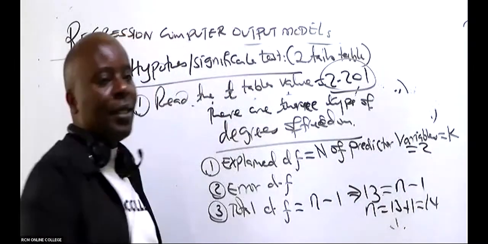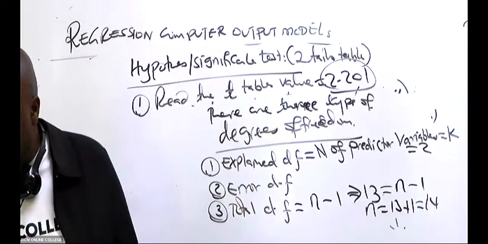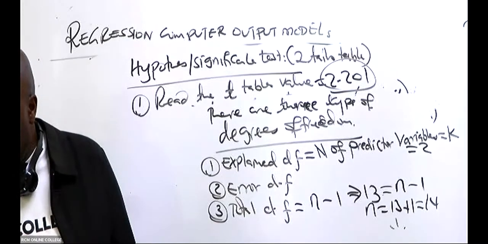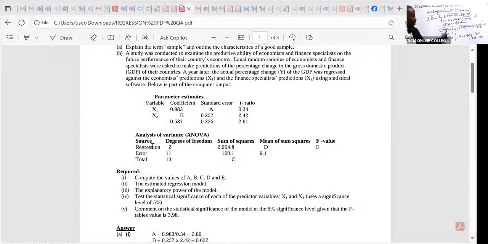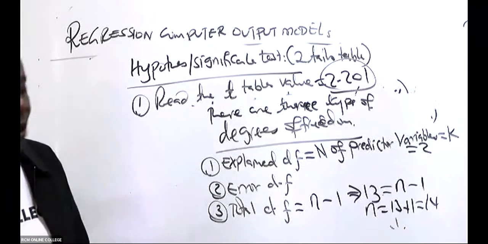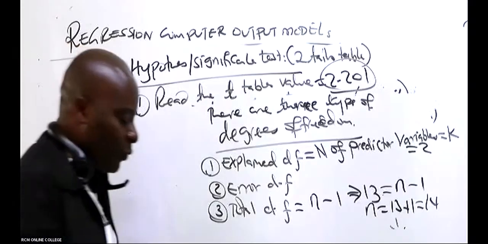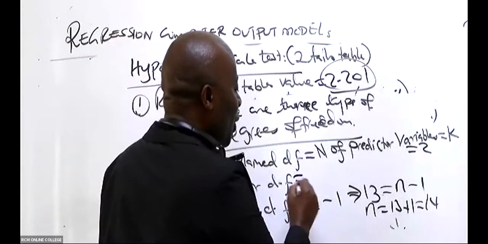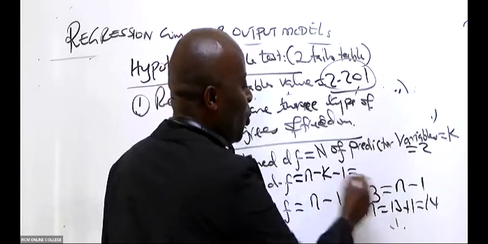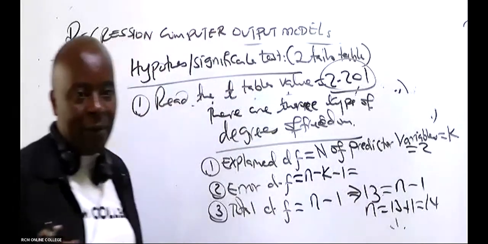And that is why, ladies and gentlemen, if you look at this very well, you'll be able to see up here, regression, which is the same as explained, has how many degrees of freedom? 2. Then let's get this error. The error degrees of freedom. So the error, with the formula, to get error degrees of freedom, we are taking n minus k minus 1, and fortunately we have everything there.